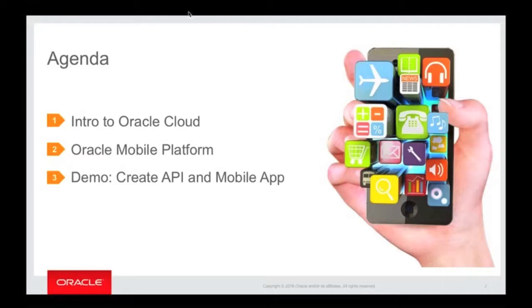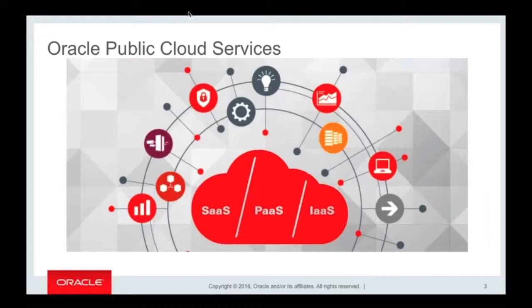We're going to be using our mobile cloud service and our mobile application accelerator, which are both part of our mobile platform. So without further ado, let me just talk real briefly about Oracle's public cloud services. We are one of the premier providers of cloud services on the planet. Those cloud services basically come in one of three categories. They include software as a service, or SaaS, platform as a service, or PaaS, and infrastructure as a service, which is called IaaS.